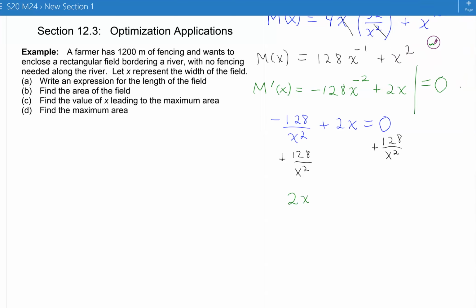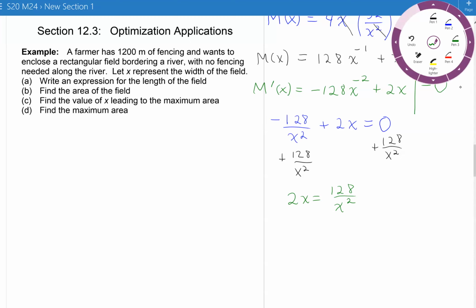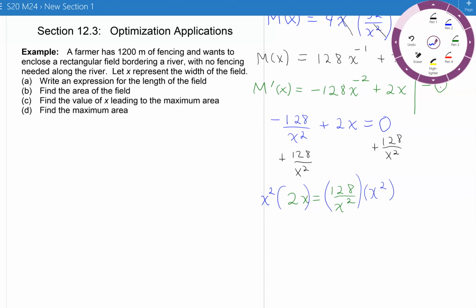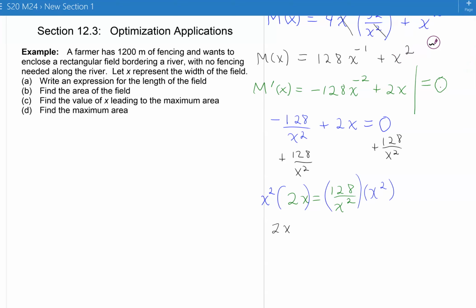So then I'll have 2x equals 128 over x squared. So then I can multiply both sides by x squared, because if you're trying to solve for a letter, you never want it in the denominator. That's not going to work well. So I'll have 2x cubed equals 128, divide both sides by 2, and get x cubed equals 64.